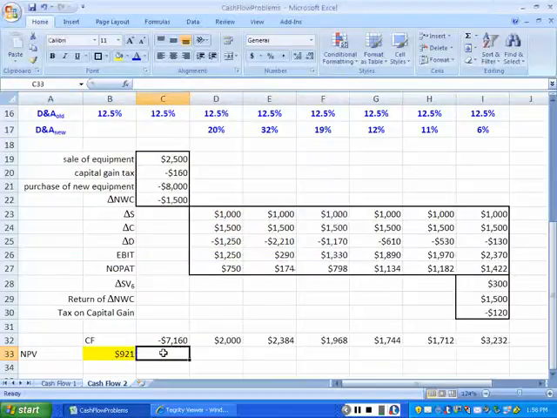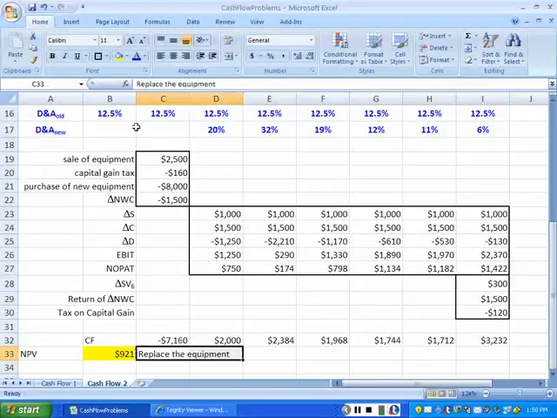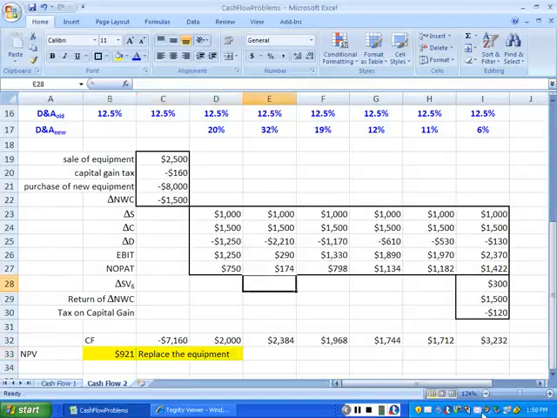And indeed it is. So we will replace the equipment because we've got a net present value that is indeed positive. And that's how you would do a replacement problem.